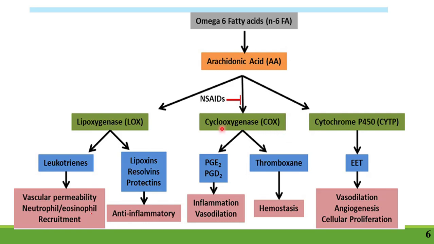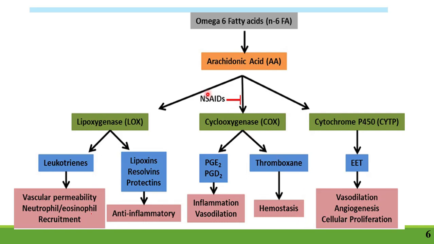The COX pathway, or cyclooxygenase pathway, produces prostaglandin and thromboxane. Non-steroidal anti-inflammatory drugs inhibit this enzyme and protect from inflammation and also from thrombosis, because prostaglandins are important for inflammation and vasodilation, and thromboxanes are important in hemostasis.